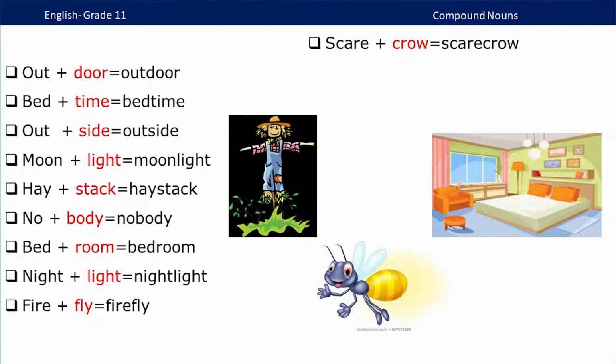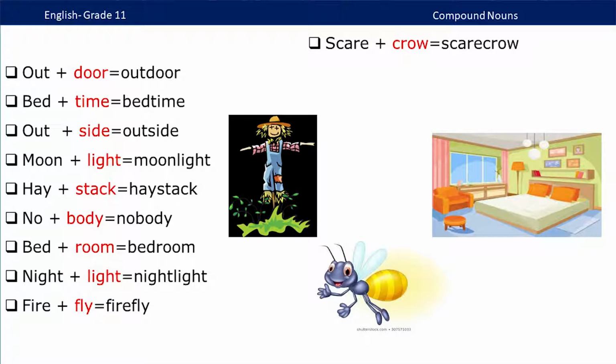Okay children, I think it's really clear to you. I told you that we have to take 2 words and then we make one compound noun. Look at the first one. It's out and door. The 2 words are out and door. And the compound noun is outdoor. The next one, bed, time, bedtime. Outside. The fourth one, moonlight. Haystack. Okay, so it goes on like that. So we are taking 2 words, making one word and it becomes a compound noun.